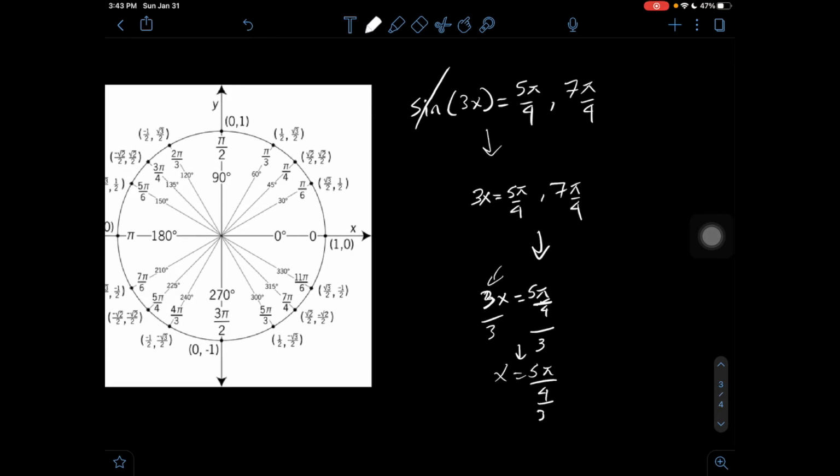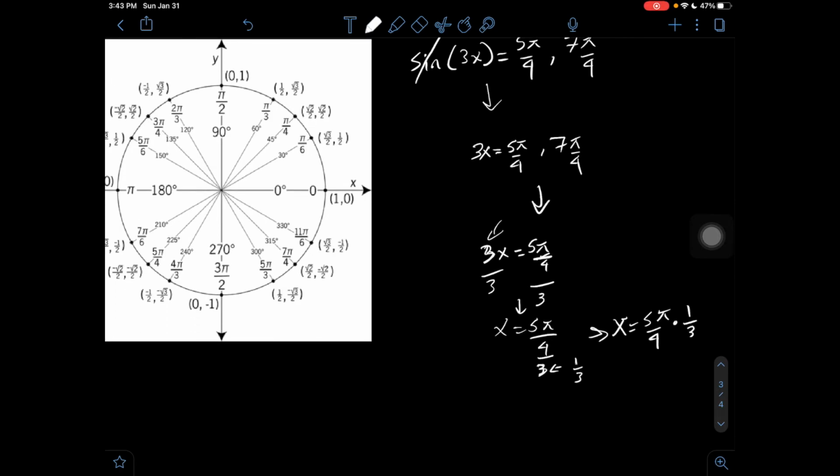And when you're dividing a fraction by a number, you are just multiplying by the reciprocal of that number, which is 3. The reciprocal of 3 is 1/3. So you're doing x equals 5 pi over 4 times 1/3, and you're just doing denominator times denominator, numerator times numerator. 5 pi over 4 times 1 over 3 is 5 pi over 12. So this is your first answer.